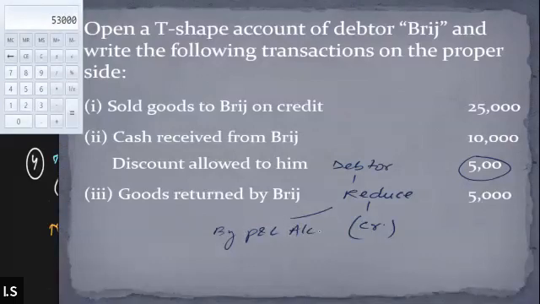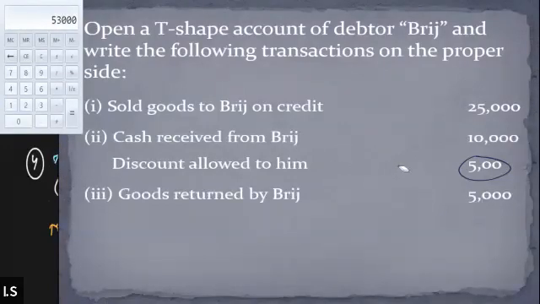This is a kind of loss for us, so we'll credit his account by P&L account. Or for the time being, you can also write down by discount. We can also write by discount for the time being. Got it? Is this clear? Do I need to explain it more? Yes, sir, it's clear, sir.